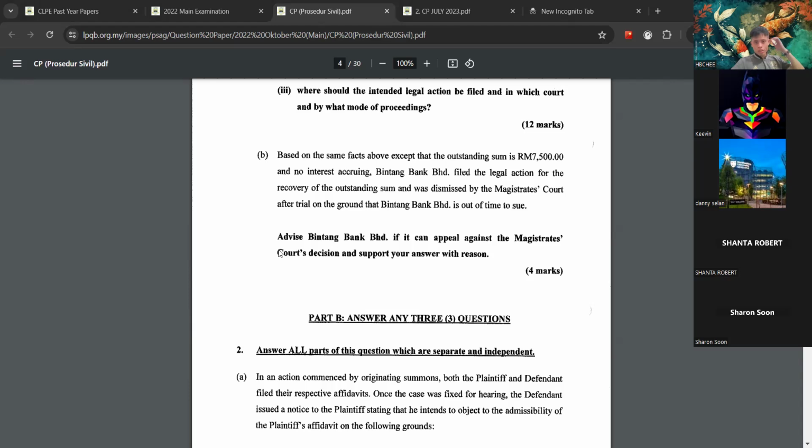Okay, no answer. The answer is no. Reason: according to section 28 of the Courts of Judicature Act, there is no appeal if the subject matter is less than 10,000, unless it is for a question of law or maintenance of wife and children. Okay?